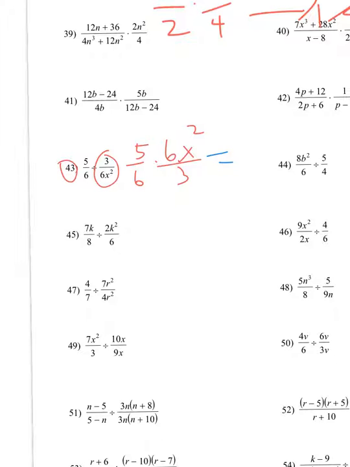Now, you don't have to reduce first, but you can. 6 goes in here once and in here once, and so I really end up with 5x squared on the top. 5 times 1 times x squared, and 1 times 3 on the bottom is just 3, and that would be my answer.